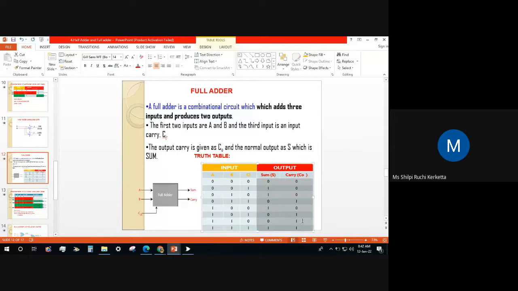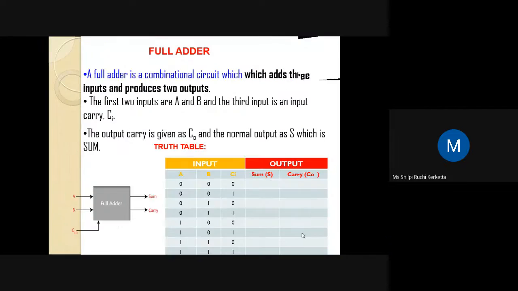So we have to add these 3-bit numbers. If we are adding these three inputs, A plus B plus Ci. If we add 0 plus 0 plus 0, what will be the sum? What will be the sum for 0 plus 0 plus 0? 0. And carry? 0.